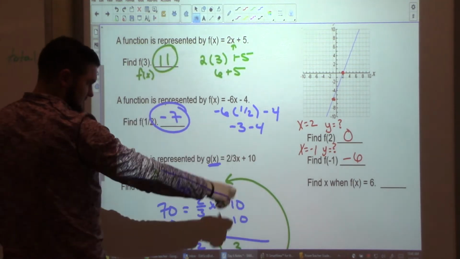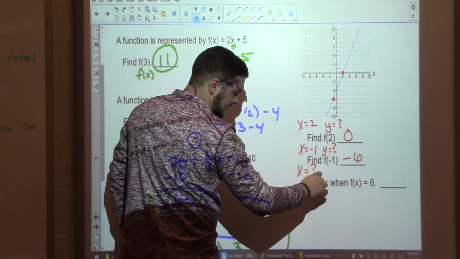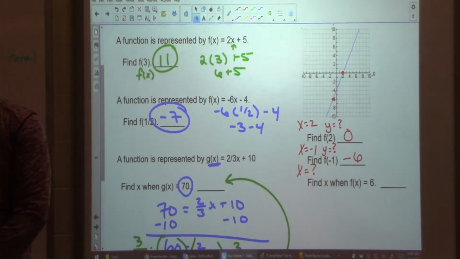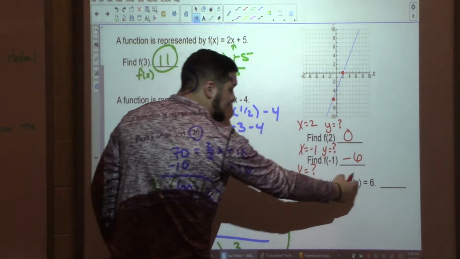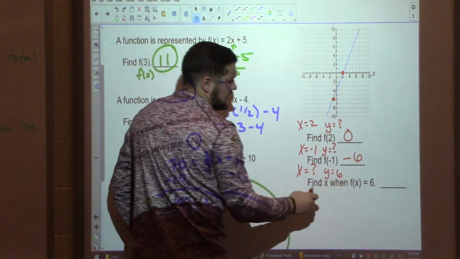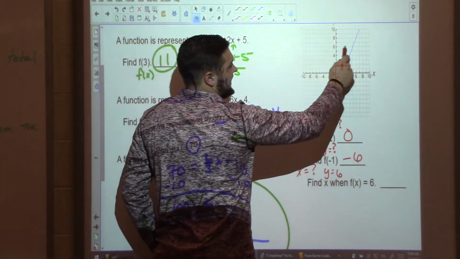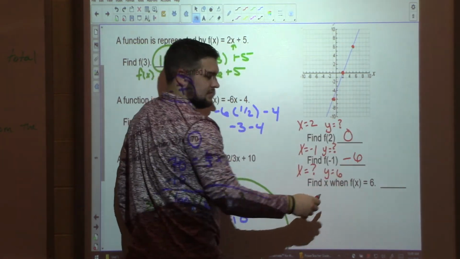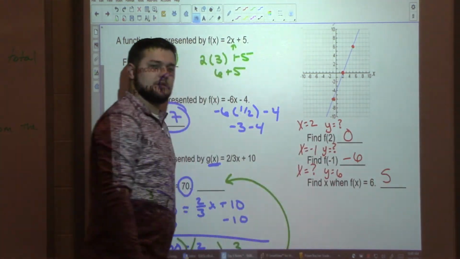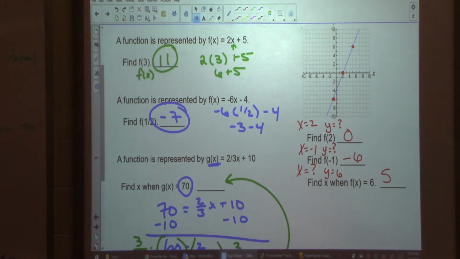Find x. So x is my question mark, when f of x equals 6. Well, remember at the beginning of this slide, I said f of x is a fancy way of writing y, right? So I'm going to let y equal 6. So now I'm looking where y equals 6. I'm looking to see what is my x value. Well, in this case, my x value would be 5 at that point. All right. Does that make sense?